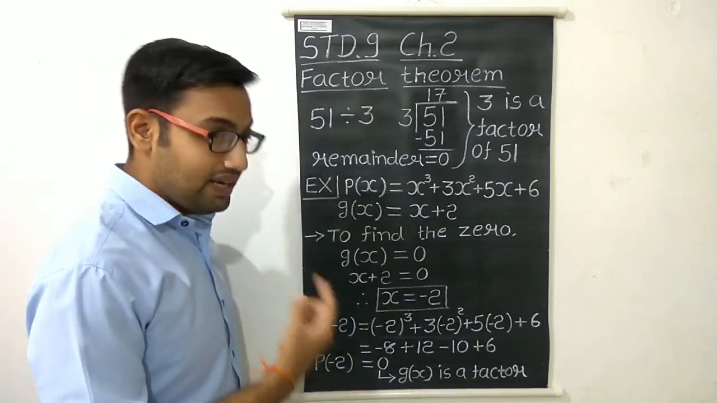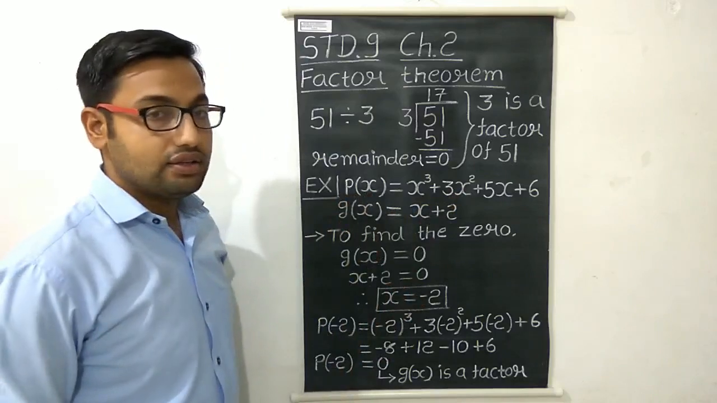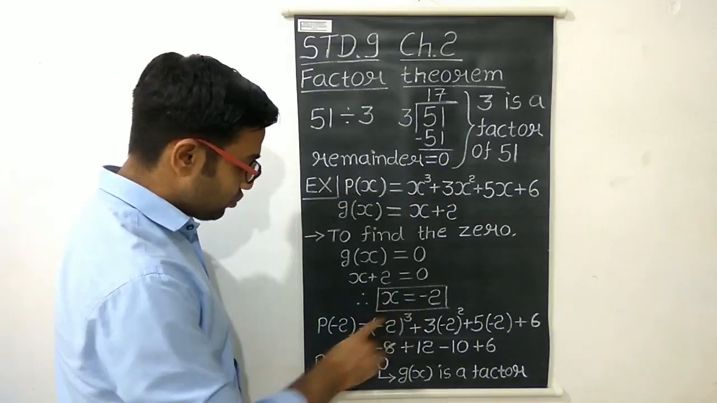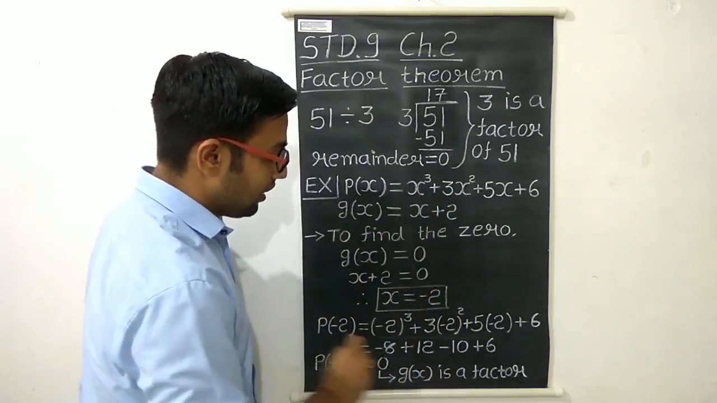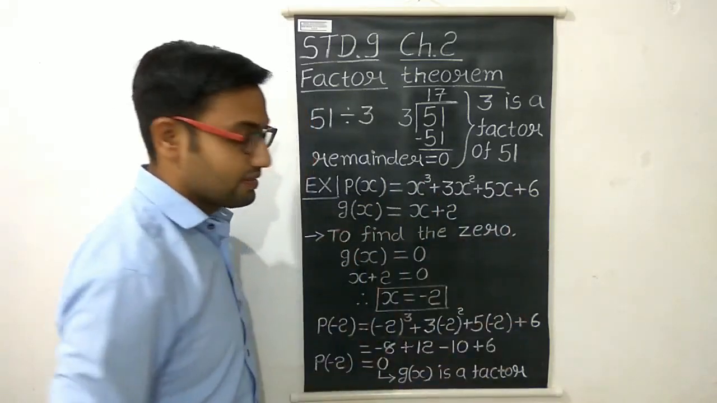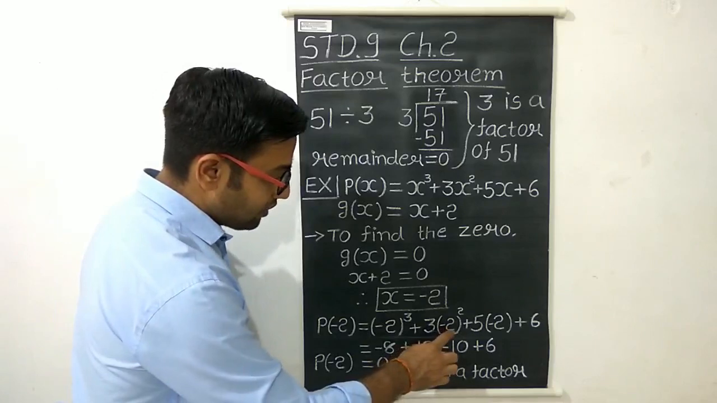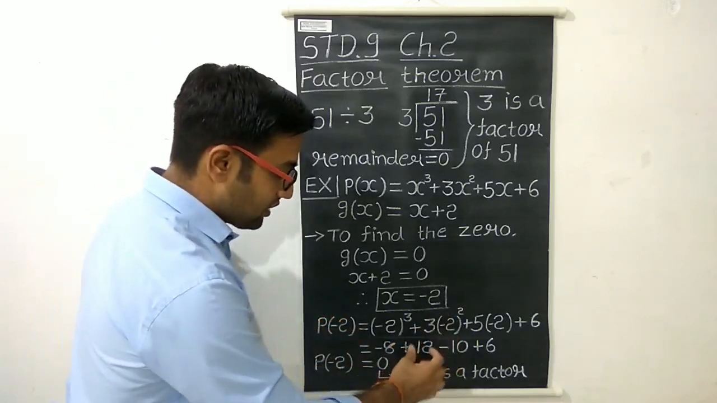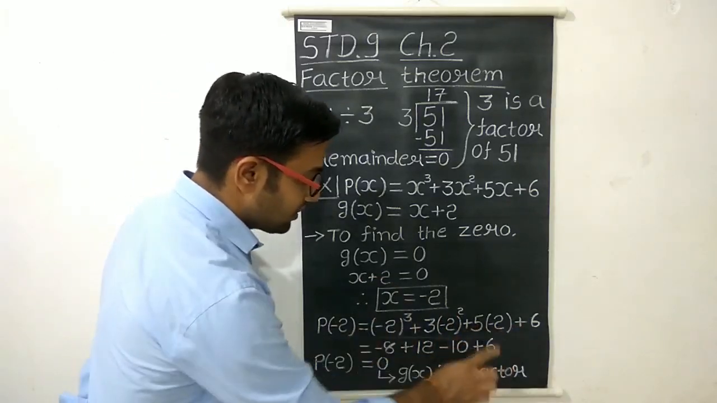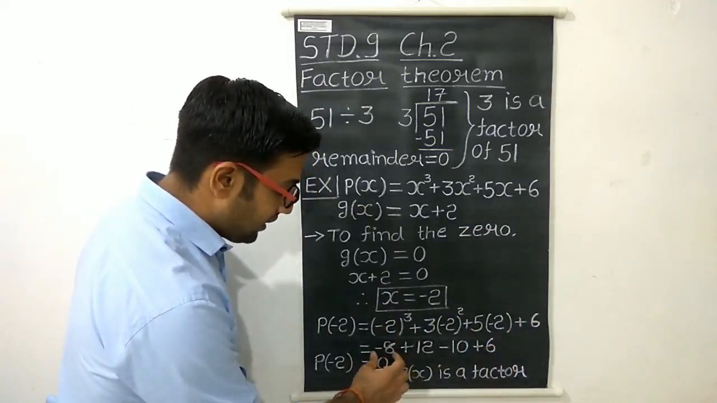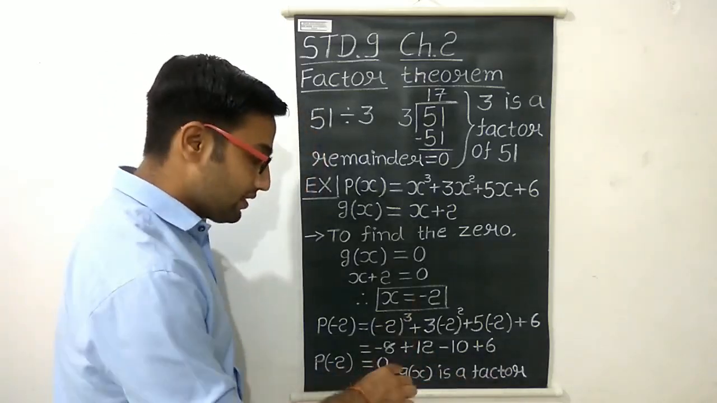Now using the remainder theorem, we can get the remainder by putting x is equal to minus 2 in the p of x polynomial. So by putting x is equal to minus 2, we will get (minus 2) whole cube plus 3 times (minus 2) whole square plus 5 times (minus 2) plus 6. And the result we get is: cube of minus 2 is minus 8, minus 2 square is plus 4, 4 3s are 12, so here we get plus 12. 5 2s are 10, plus times minus is minus, and plus 6 remains as it is. So here minus 8 minus 10 is minus 18, plus 12 plus 6 is plus 18, and minus 18 plus 18 is equal to 0.